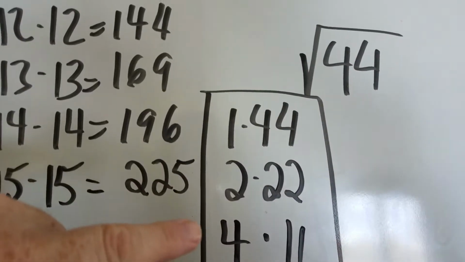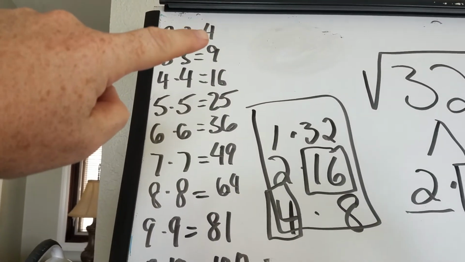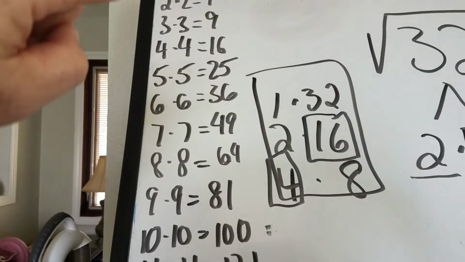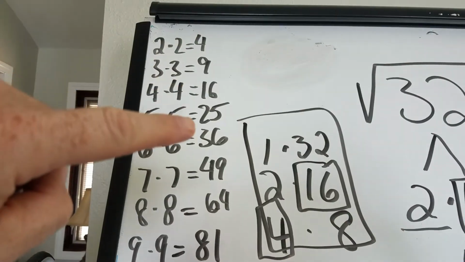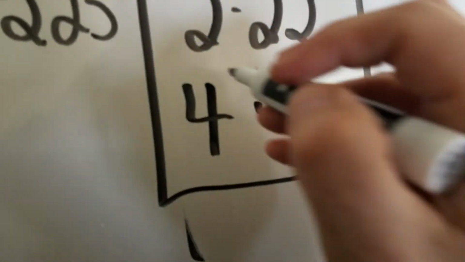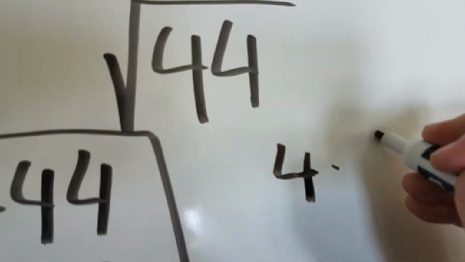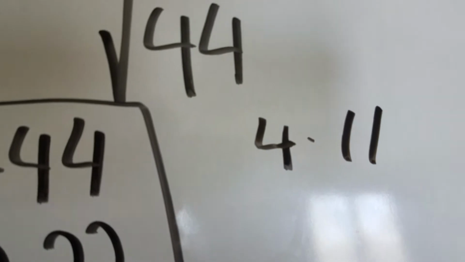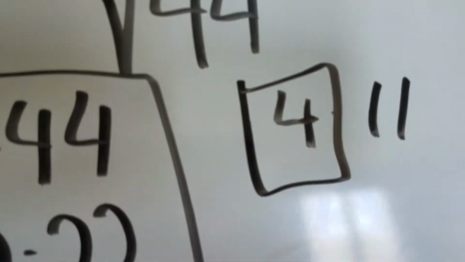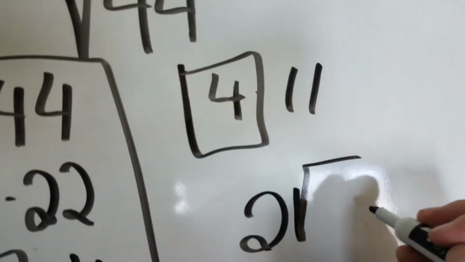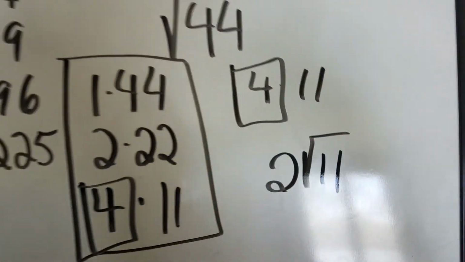Okay, let's go to 2 and 22. Is 2 a perfect square? Nope. Is 22? No. Okay, 4 and 11. Well, let's see. Oop, 4 is. Is 11? No. So we're going to use 4. That's my perfect square. So I come over here and I write down, well, 4 times 11. Okay, which one's the perfect square? We said 4. What's the square root of 4? 2. What's left over? The 11.